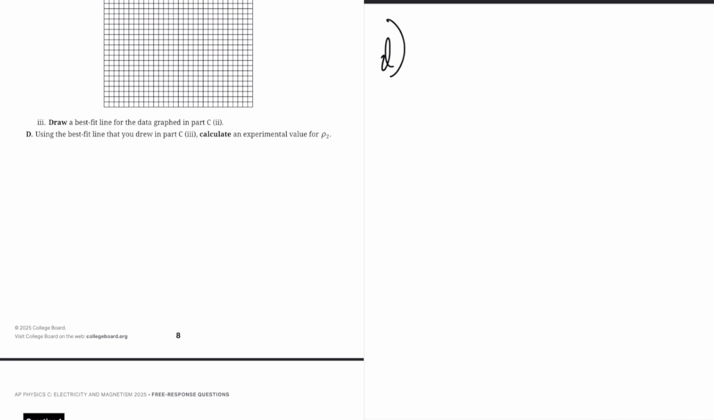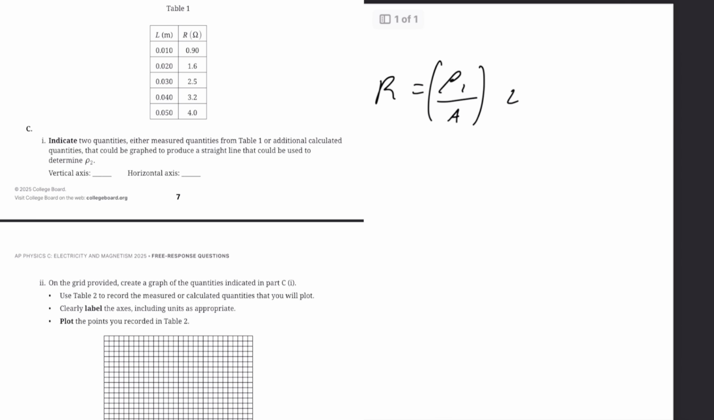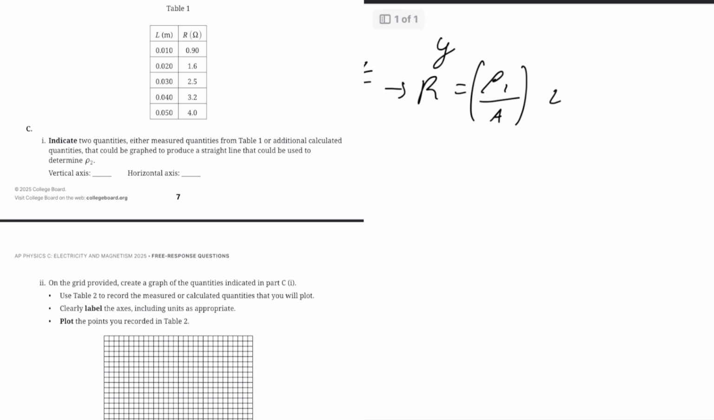So why not just save time and write it where you need to write it, because you get a point for linearizing in part D. So I'm going to skip to part D and I'm going to go rho 1 LA. So if you plot R as a function of L, because I don't want to do more extra linearizing, then I can say this is y equals mx, and this is what you should be writing.